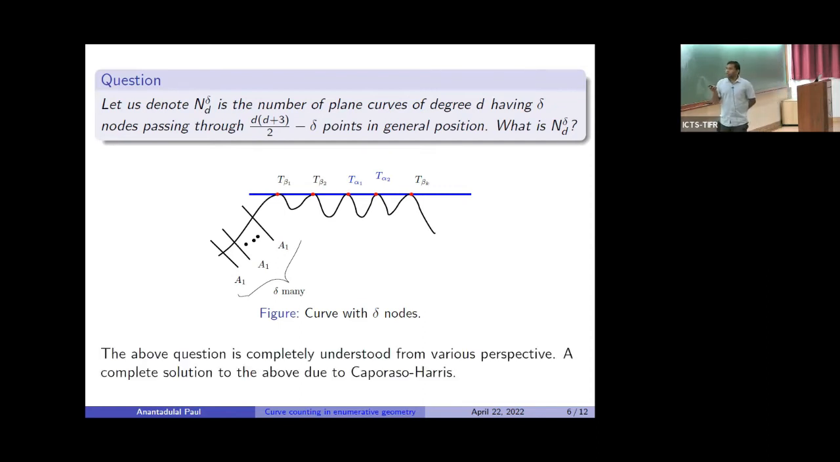Caporaso and Harris explicitly computed that, and their method works as follows. For example, if you want to count degree D curves with 10 nodes, their method reduces it to the computation of 9 nodes and tangencies. And finally, if you keep on reducing, it's basically counting tangencies. So nodal questions get converted into tangencies, which are often easier.